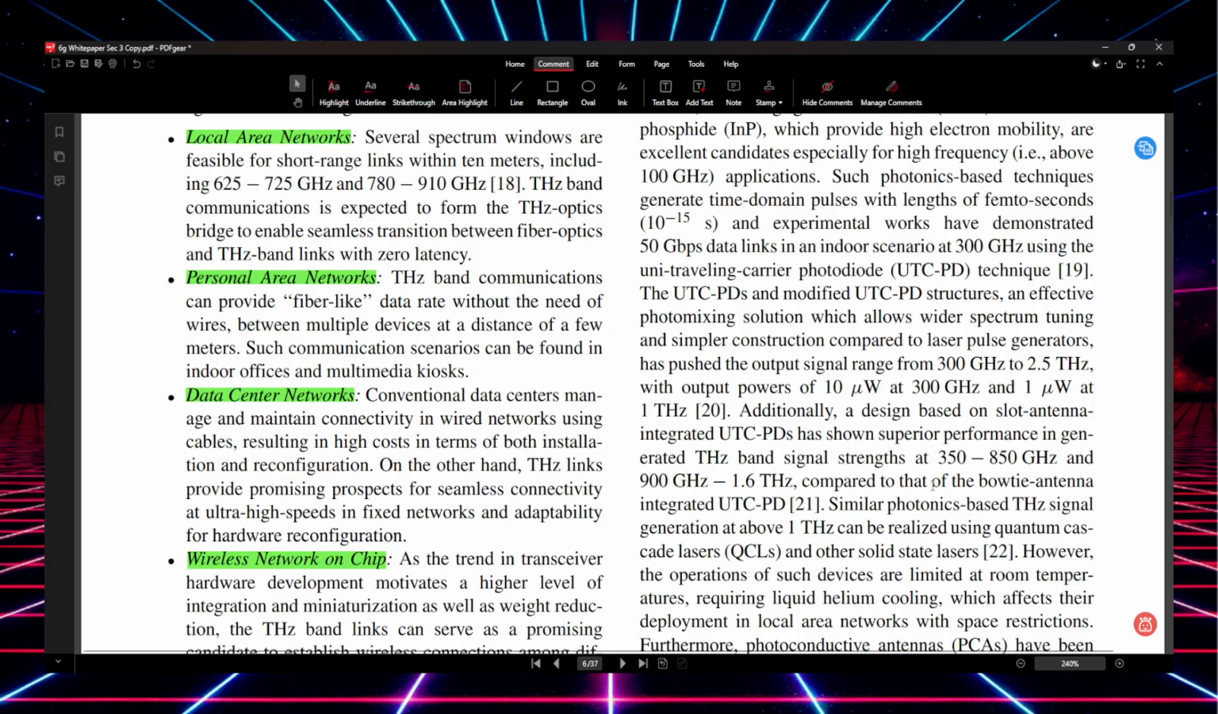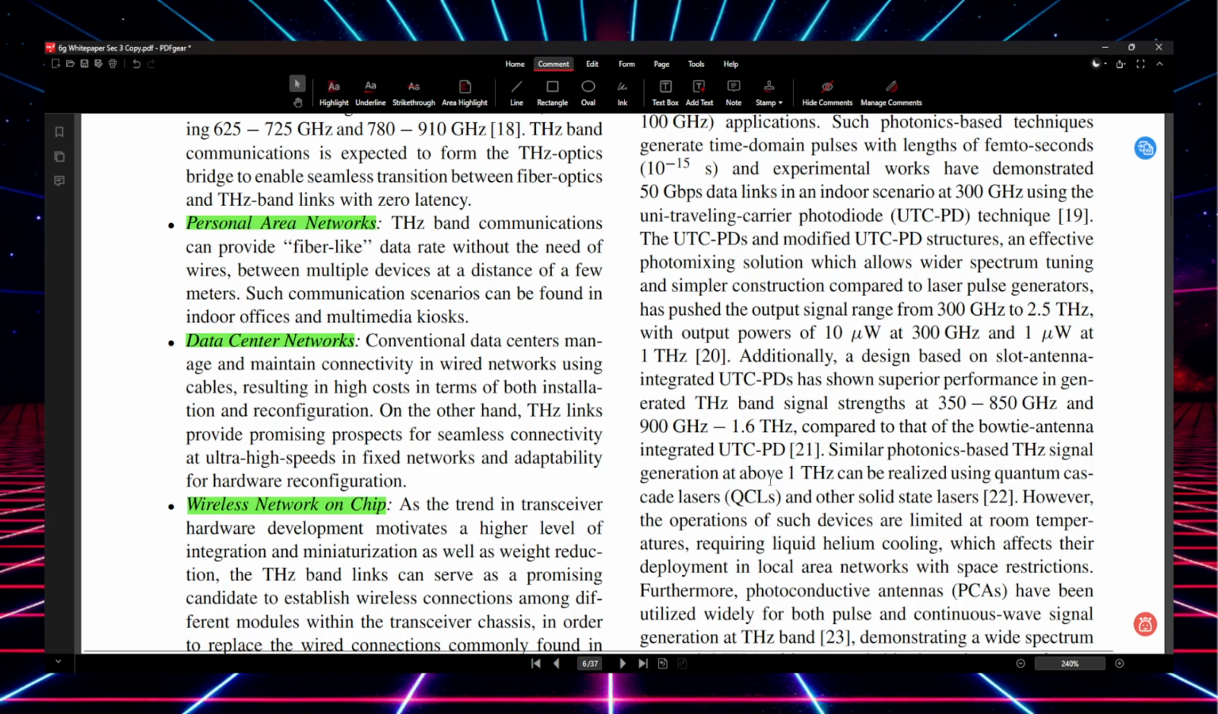Additionally, a design based on slot antenna integrated UTC-PD. Again, a UTC-PD is a uni-traveling carrier photodiode. It has shown superior performance in generated terahertz band signal strengths at 350 to 850 gigahertz and 900 gigahertz to 1.6 terahertz compared to that of the bow tie antenna integrated UTC-PDs.